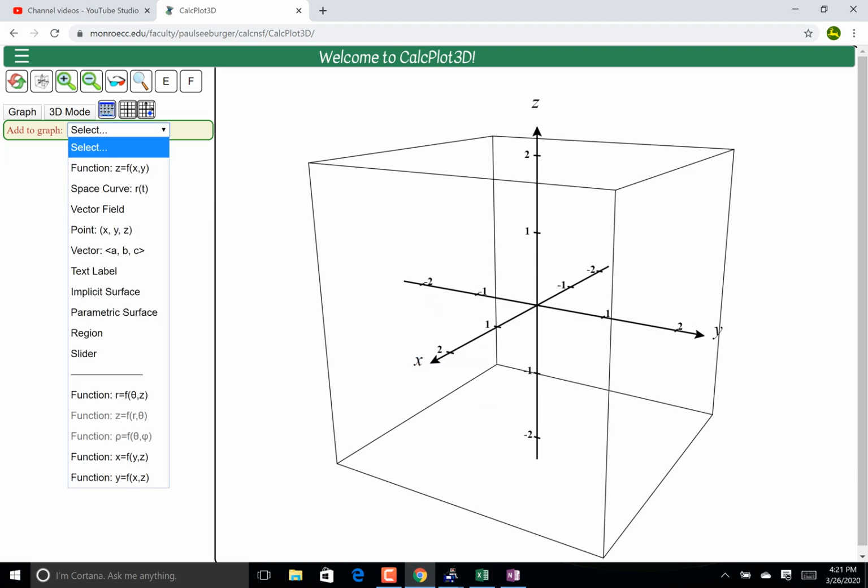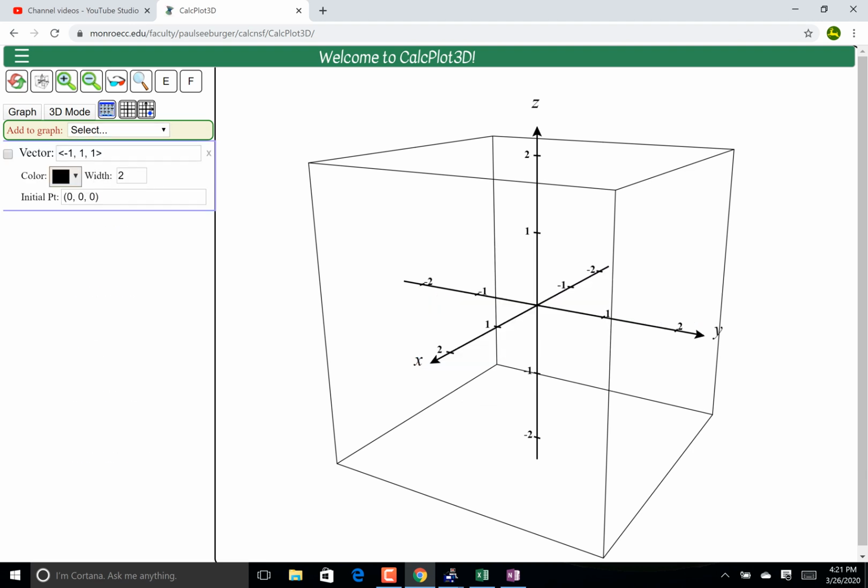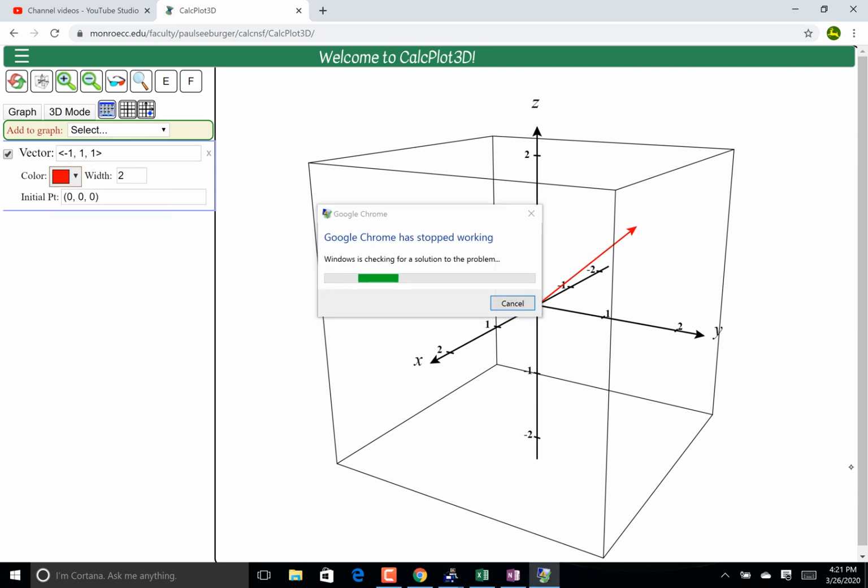Let's add a vector, shall we? And our vector is going to be a different color because I like mine to stand out.